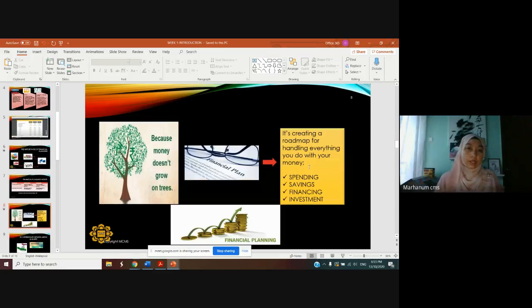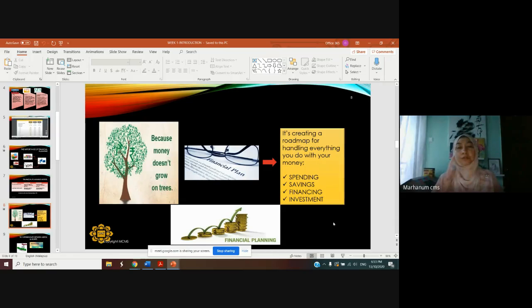Because money does not grow on trees, we need to plan financially. So it's creating a roadmap for handling everything you do with your money. This financial plan covers spending, saving, financing and investment. Financial planning is not only about investment. No. It is about spending, saving, financing and investment.